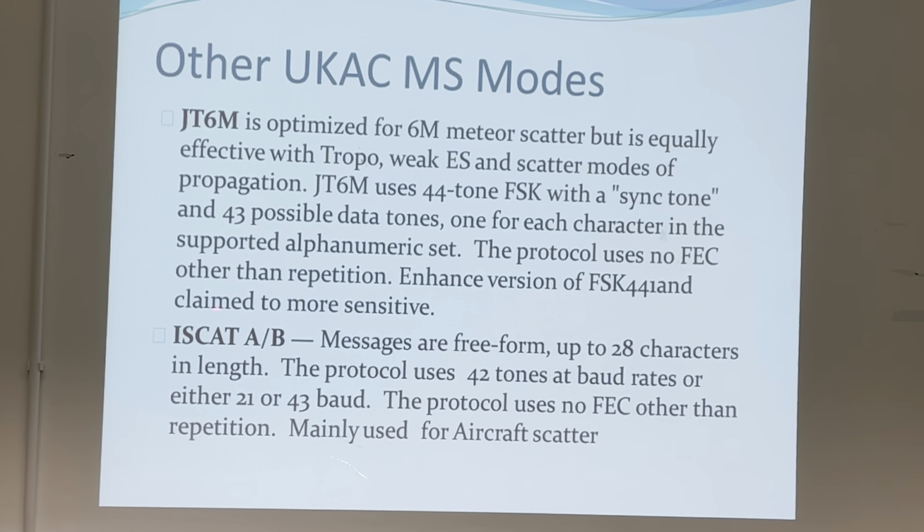ISCAT A and B, 2 versions of that. The A is half the speed of the B. Again, freeform characters, similar type 42 tones, no error correction.